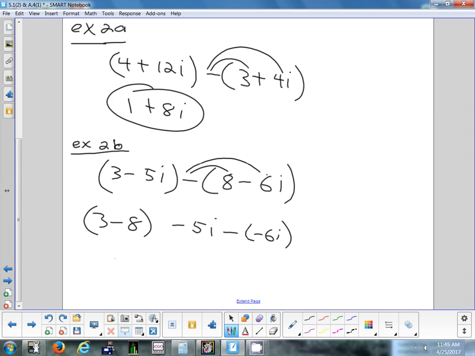So your 3 minus 8 is negative 5. And then, Gladys, what's negative 5i plus 6i? 1. Yep. And that's kind of a point that comes up sometimes. You can put the 1 in front of the i, or you can write just i. Both ways would be correct. Okay. Any questions on that one?